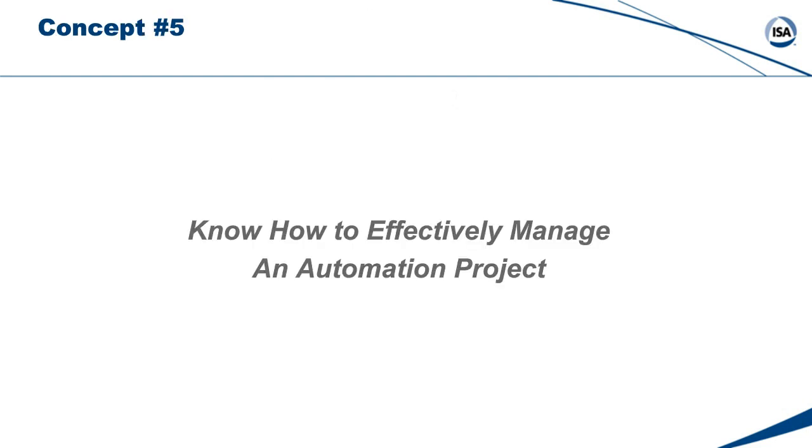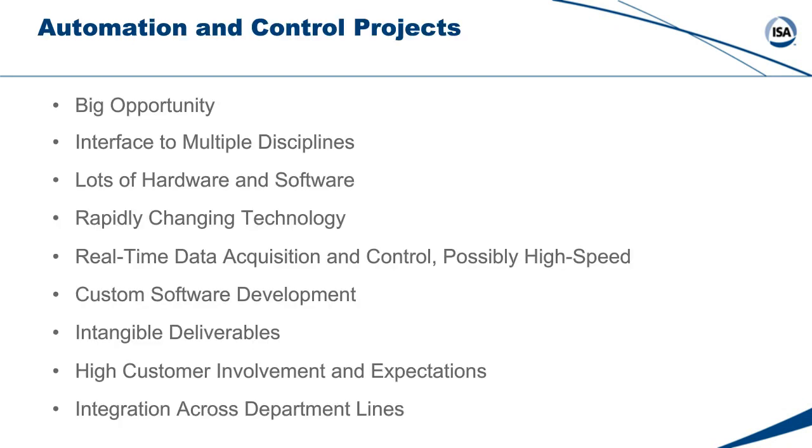And now we're at the final concept that every automation engineer should master, and that is how to effectively manage an automation project. Automation and control projects have some unique qualities that make them very challenging to manage. Rapidly changing technology may introduce major changes to a multi-year project during its lifetime. Other things like intangible deliverables, such as informal technology transfer to technicians during startup, and custom software development make automation projects unique and challenging. I apologize, I didn't have the slide up.